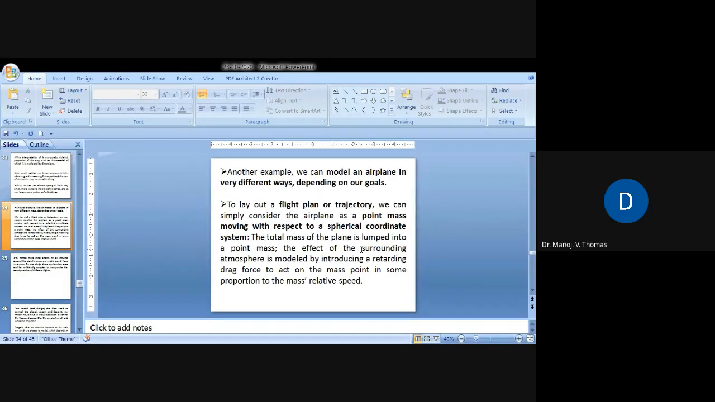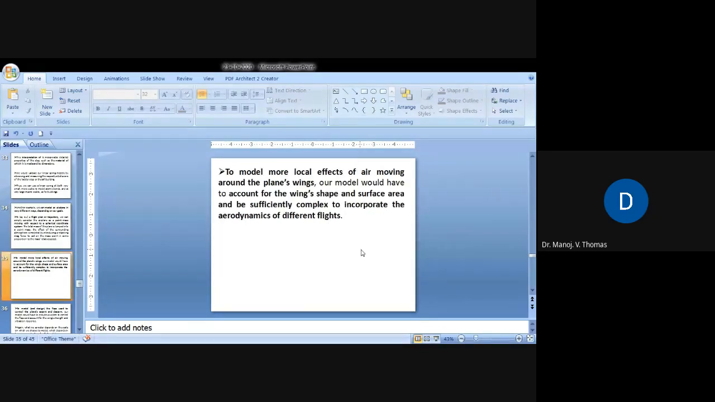Another example is modeling an aeroplane in very different ways. This might be interesting to lay out a flight plan or trajectory. Our aim is to identify the flight plan or trajectory, the path through which the flight moves. In this case, we will consider the aeroplane as a point mass moving with respect to a spherical coordinate system. So we are only interested in modeling the aeroplane as a point mass at a particular point. Why are we modeling the aeroplane as a point mass? Because here the aim of modeling is different. What is the modeling purpose? Just to trace the flight plan or trajectory, isn't it?